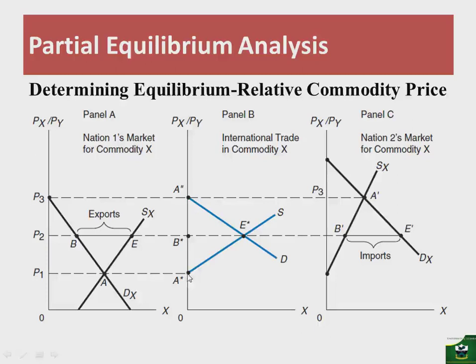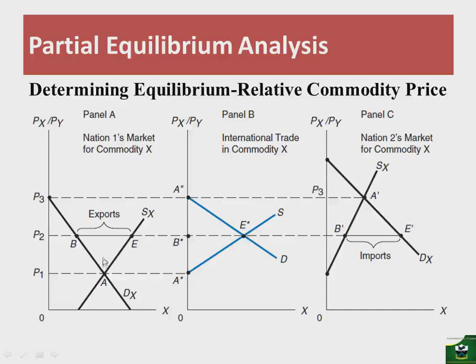And therefore, this gives rise to the supply curve of commodity X on the international market. And then when we reach P2, we note that the whole of this gap, which is the surplus, will be exported. And therefore, the distance between point B and E is equal to the distance between B prime and E prime. I mean B star and E star.